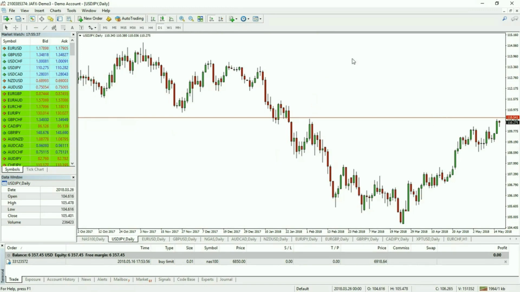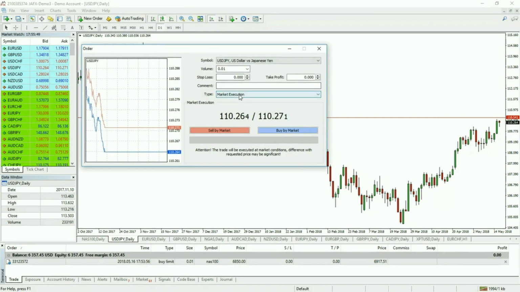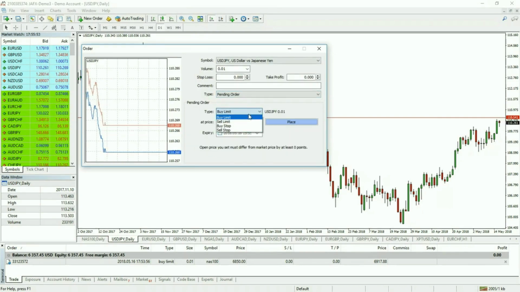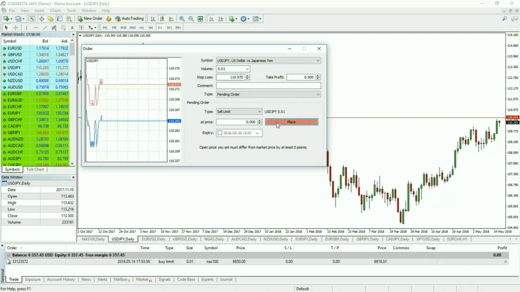And we use the same initiative to actually use a sell limit order because the market isn't at that price. We're not looking to continue the momentum to the upside. So we'll go to new order. We'll go to market execution, pending order. And then this time we'll choose a sell limit. Again, selling the market at a higher price that hasn't been realized yet. And we'll choose our price of 110.97. We'll place that order.